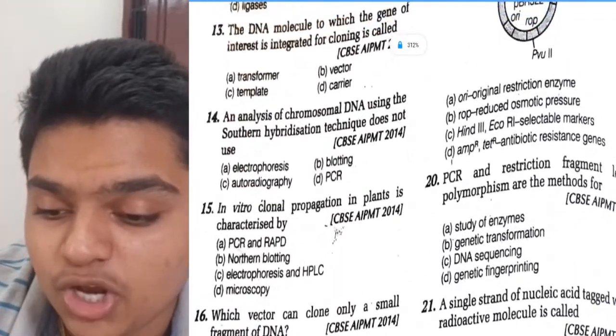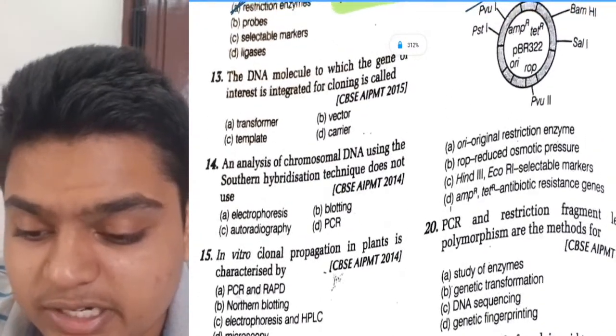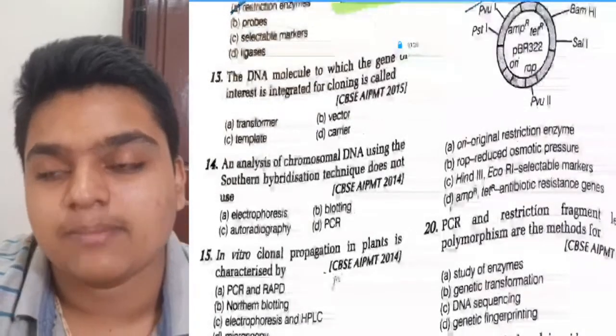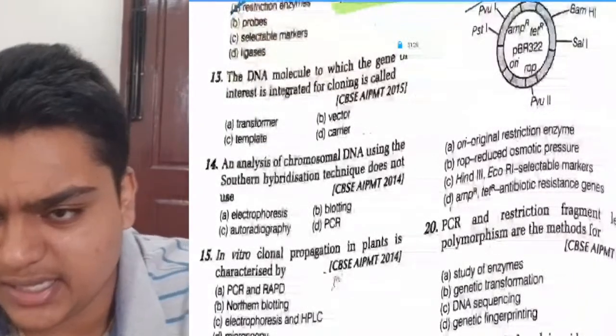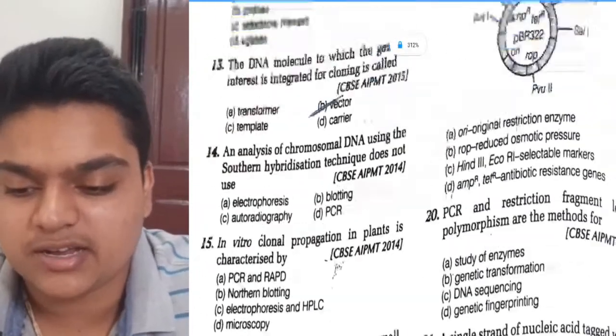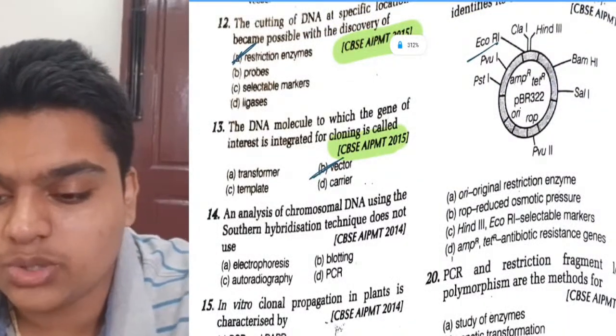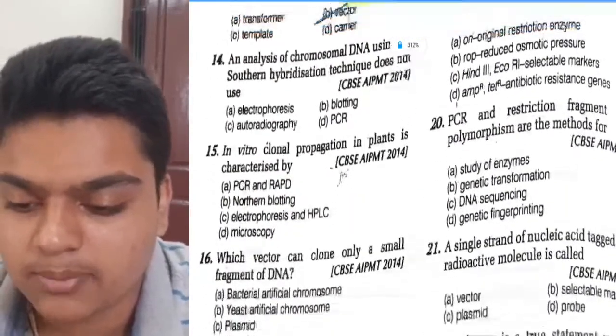Now, the DNA molecule to which the gene of interest is integrated for cloning is called as... Yes, this is also very easy. I have given a build-up of AIPMT. Nothing is there. Vector is the answer. I know that my students and my friends will never go wrong about these questions.